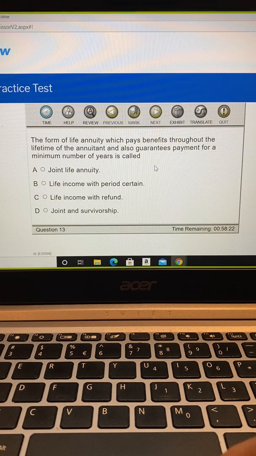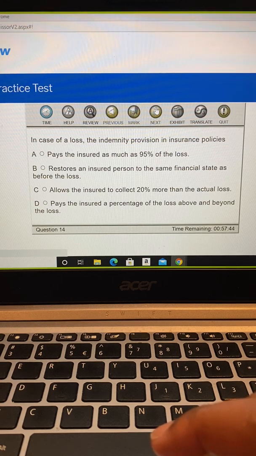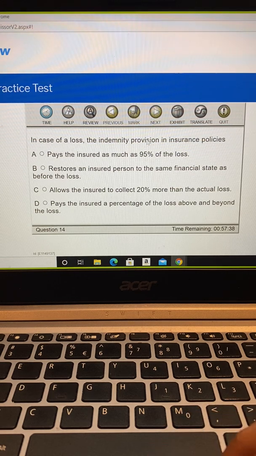Read it again. The form of life annuity which pays benefits throughout the lifetime of the annuitant and also guarantees payment for a minimum number of years is called... Right, a minimum number of years. Isn't it the same way of saying a period certain? Yeah, it really is. A minimum number of years is a period certain. That's it, B. Whatever your gut tells you first, pick that. Don't second guess it. Okay. In case of a loss, the indemnity provision of the insurance policy pays as much as 95% of the loss. B. Right, that's B.